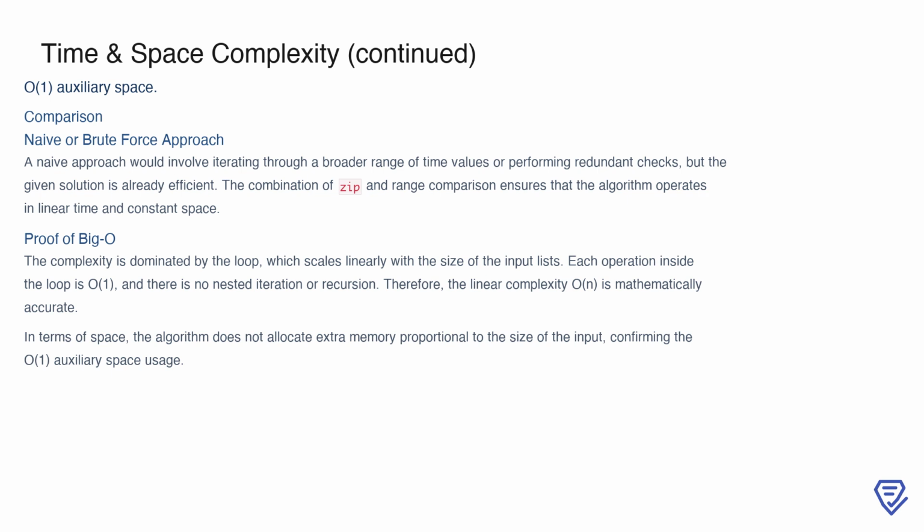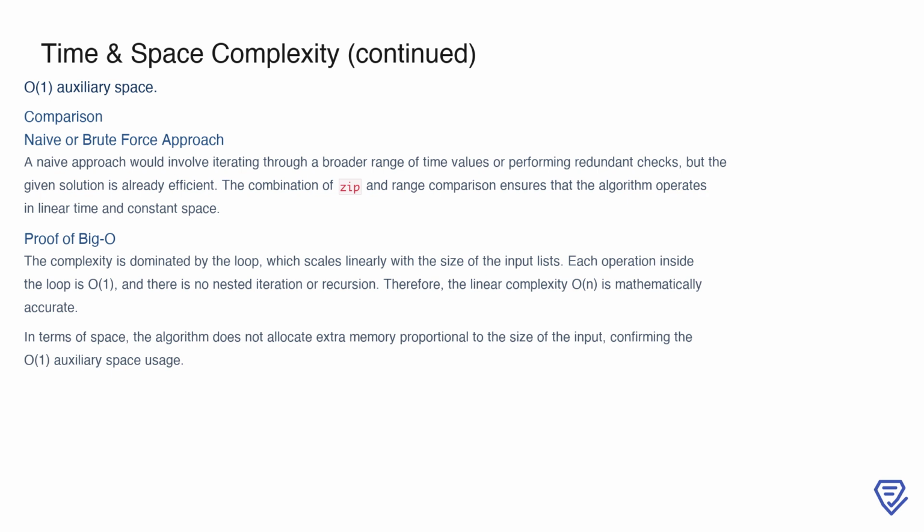However, this optimized solution avoids those inefficiencies by leveraging the zip function and a direct range comparison, ensuring that it runs in linear time and constant space. Finally, the Big O analysis confirms that the loop's linear behavior dominates the overall complexity.